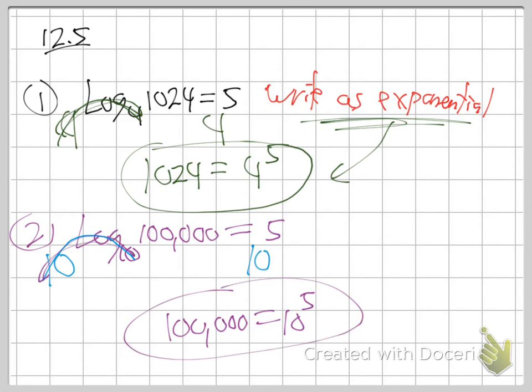10 to the 5th, 10 times 10 times 10. Every time you multiply by 10, it adds a 0. So it makes sense that 10 to the 5th is 5 zeros. That's a true fact. And the logs are saying that's what we were saying all along in our language. That makes sense? We're just getting used to log talk now, changing languages between log and regular or exponential.